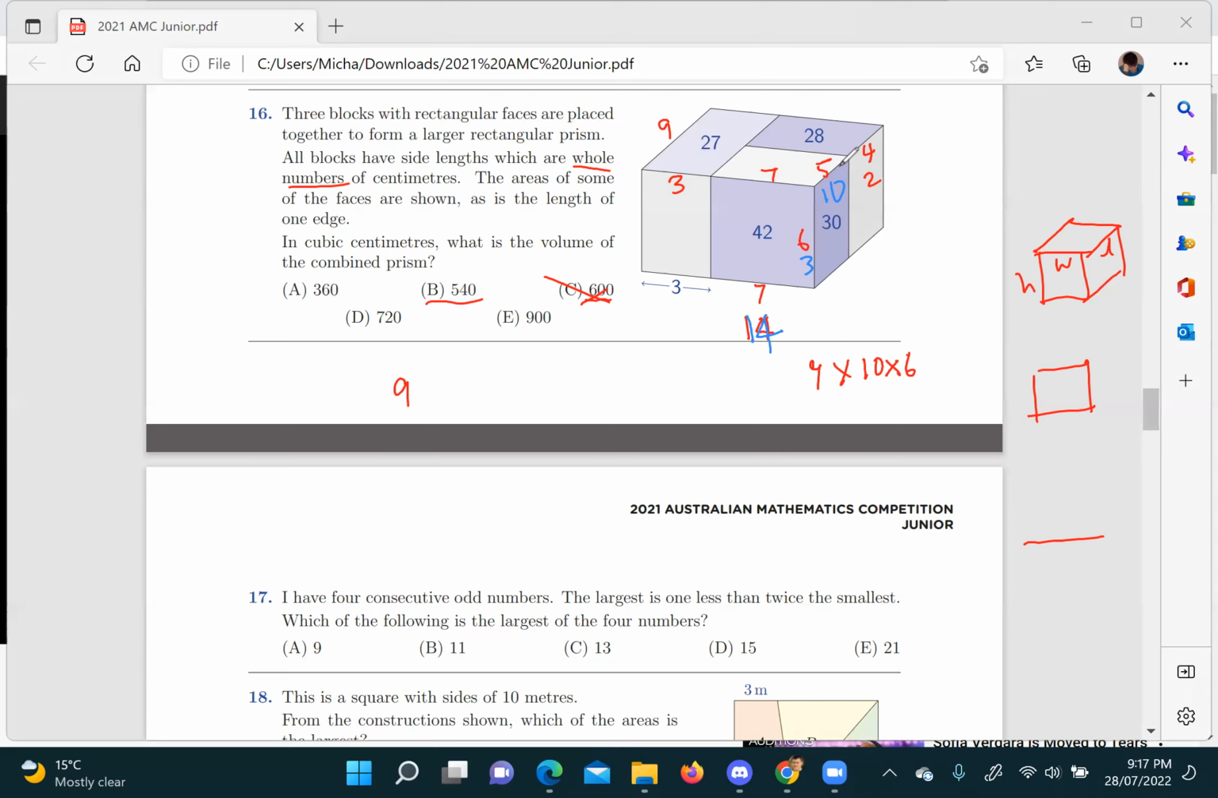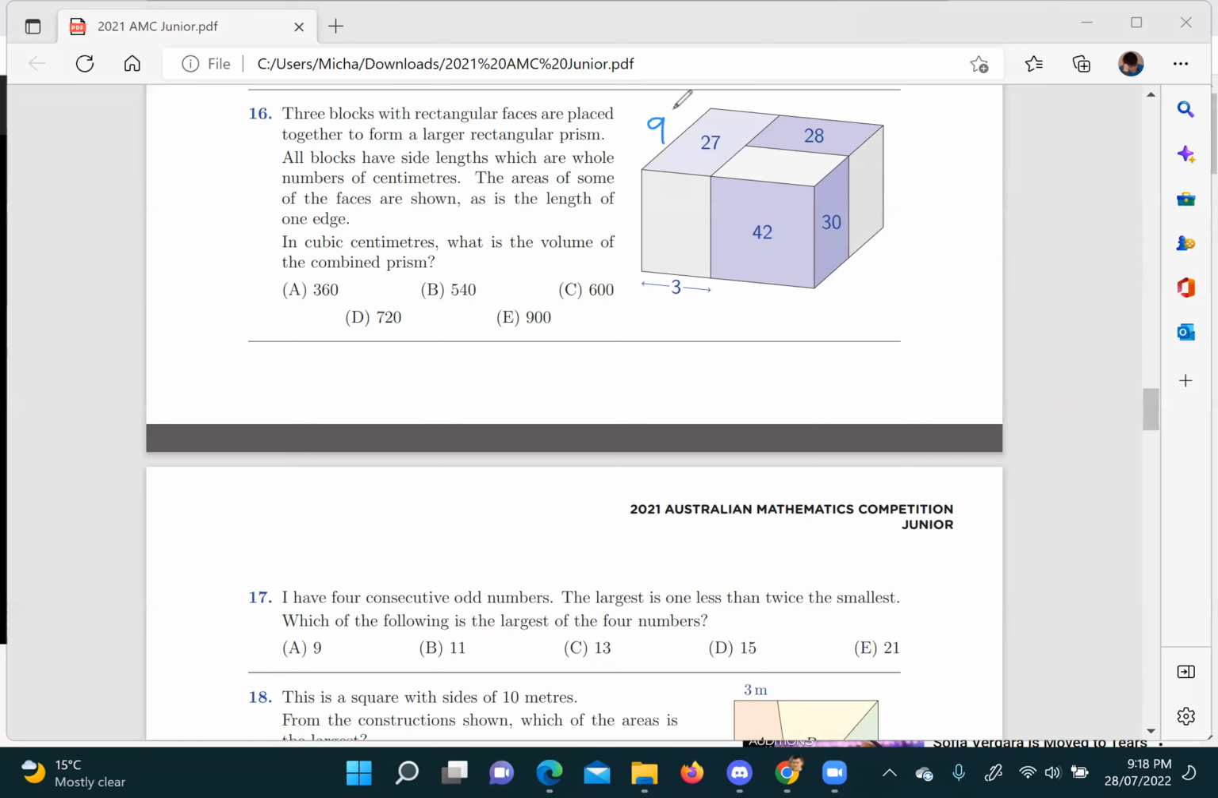So let's check that again. So you have 9, 7, 6, 5, 4. That all works out, yeah. 16 is B, yeah.